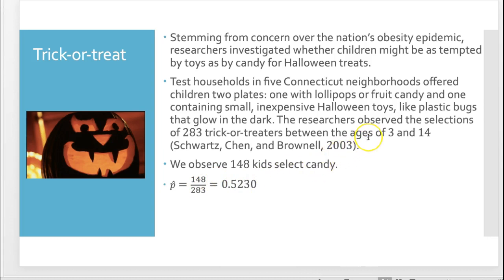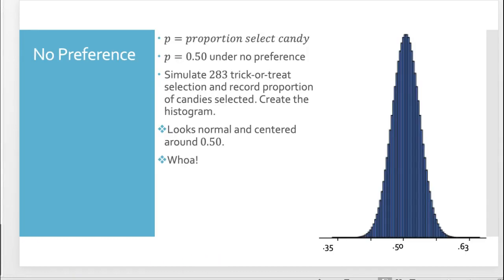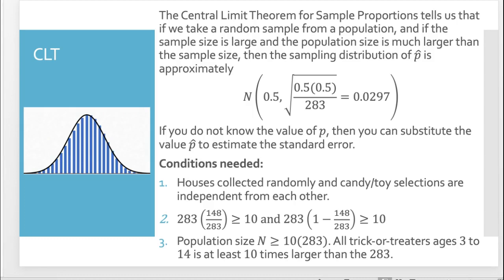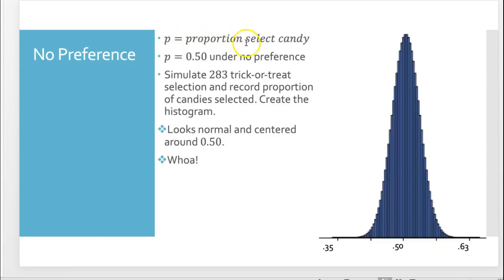Okay, our population here could be maybe all kids between ages 3 and 14 in the entire nation, right? And our sample size was the 283 kids that were trick-or-treating in the Connecticut neighborhoods. Okay, all right, so if we just look here at the parameter that we're talking about, the parameter here is the proportion that select candy, right? We're just saying, how likely are they to select candy.